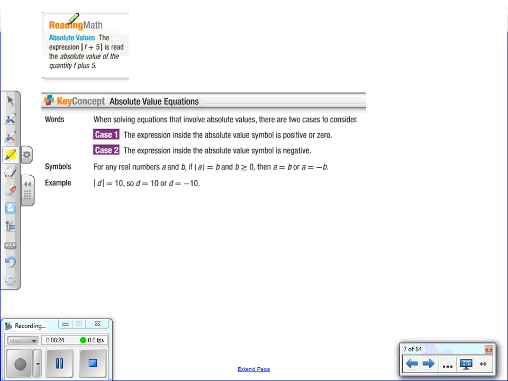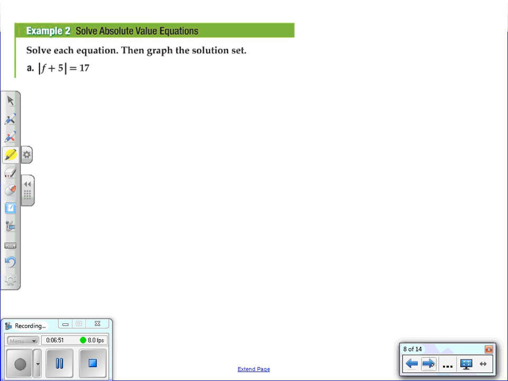Remember, when you're reading in math, this symbol right here is read as the absolute value of the quantity of f plus 5. I think you guys already know that. And in summary, when you're solving absolute value equations, you have to consider both cases. You have to consider case 1, where the absolute value symbol is positive, and case 2, where the absolute value symbol is negative. And now let's look at a problem so we can really see what this means.